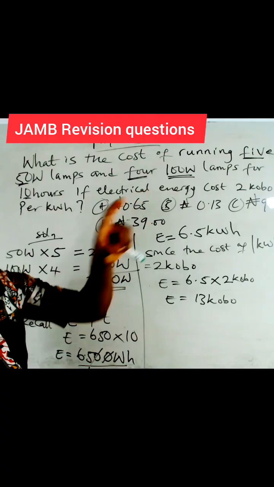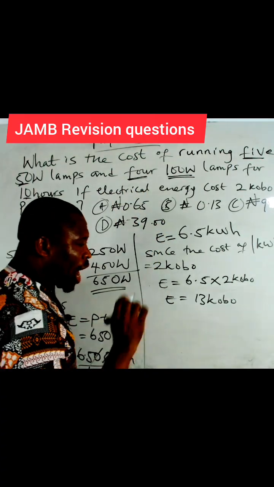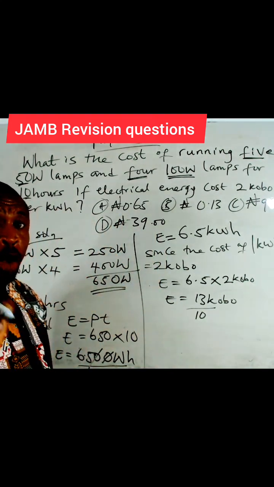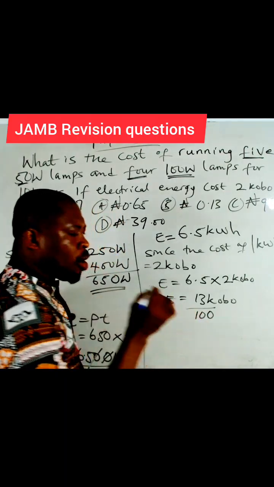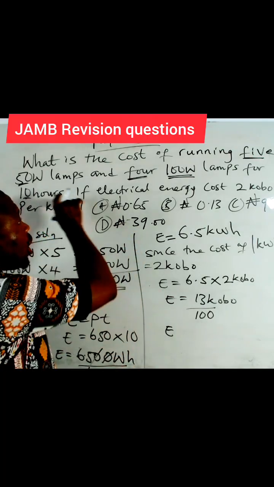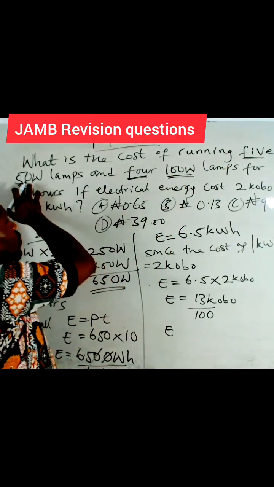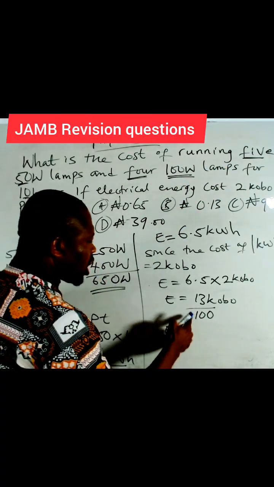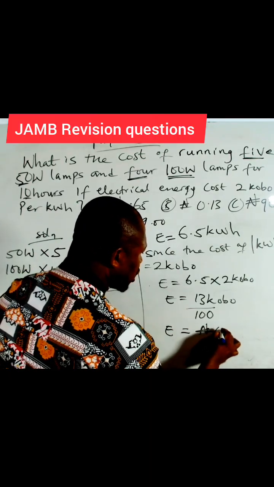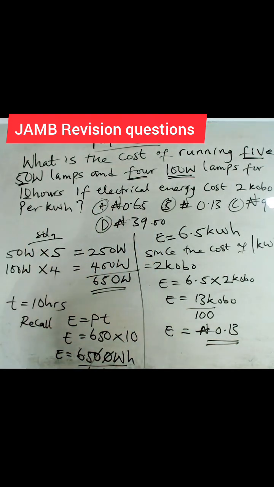It is in naira. We'll convert your kobo to naira. Now, when you convert your kobo to naira, how do you do it? Divide this 13. Remember, 100 kobo make 1 naira. Since 100 kobo make 1 naira, divide this by 10. Therefore, the energy consumed in running 4 100-watt and 550-watt bulbs for 10 hours will now give us, if you divide this, that the energy is 0.13 naira. That is the cost of running that appliance.